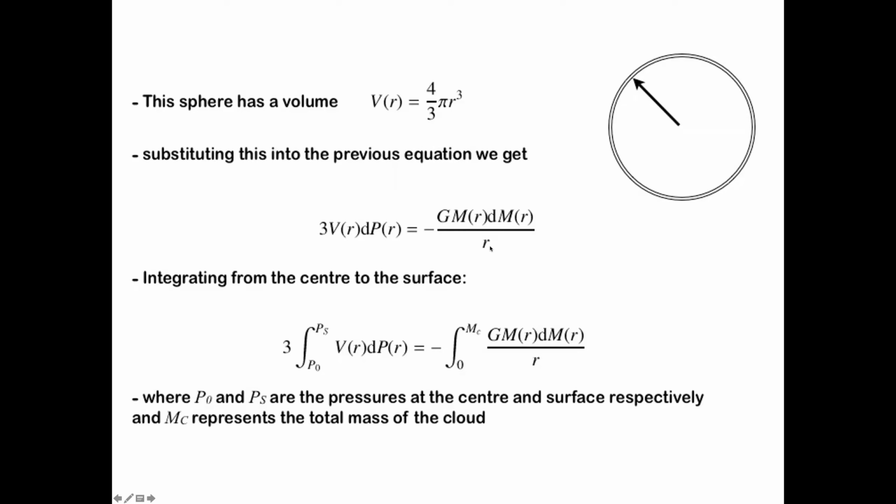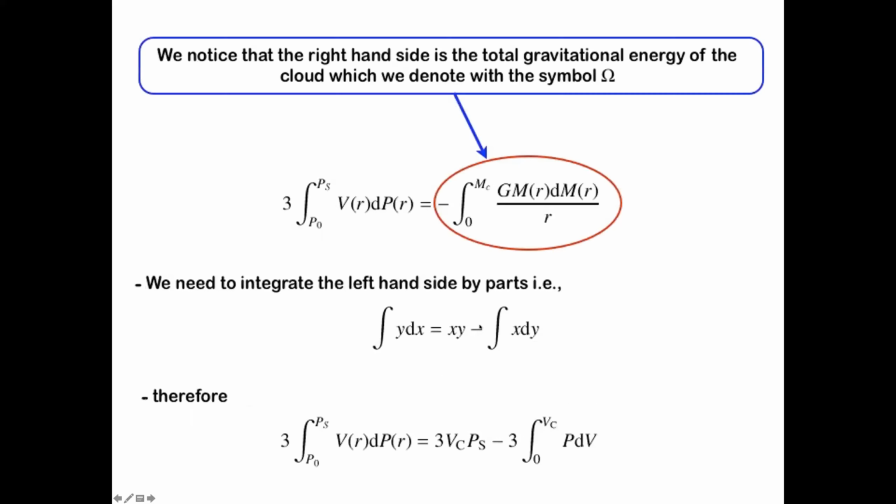You see, be careful with the powers. So the r has cancelled. I'm not going into all the passages. I'm not in front of a blackboard. But I think there are enough passages here that you can understand, and you can also see these lectures again if something is not clear. So now we have to integrate from the center of the cloud to the surface. So from 0, the pressure at the center, to the pressure at the surface, these two quantities. And the M_c here is the total mass of the cloud.